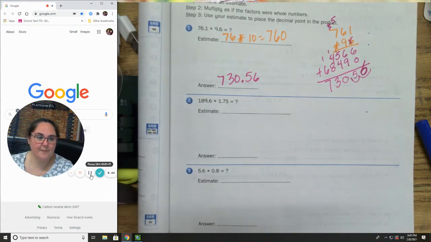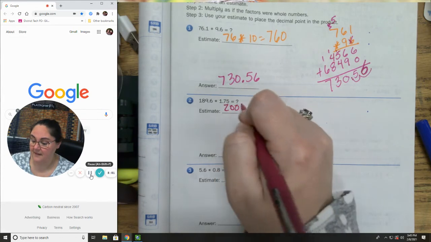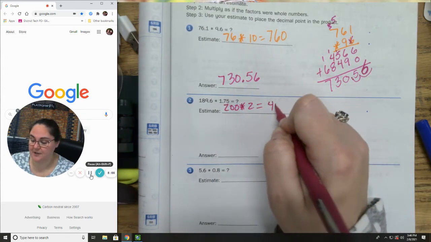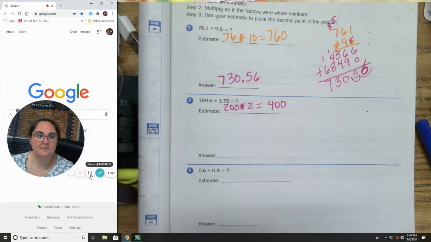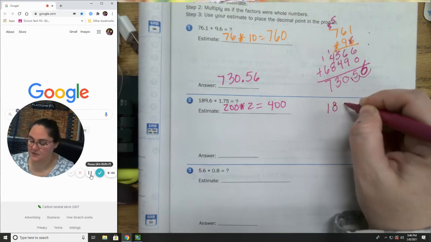189.6 times 1.75. So I'm going to estimate, I'm going to do 200 times 2. 200 times 2 is 400. That's step 1. Step 2, it says multiply the factors.